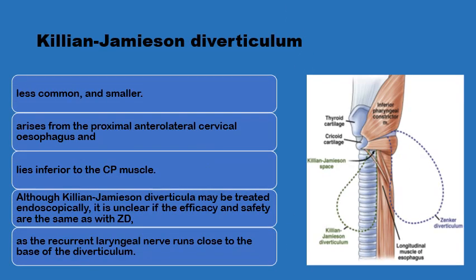A similar pulsion diverticulum that forms laterally or anterolaterally is called the Killian-Jamieson diverticulum. It forms below rather than above the Cricopharyngeus muscle, in a weak part just below the Cricopharyngeus muscle. It is much smaller in size and also very much less common than the classic pulsion or Zenker's diverticulum. It lies very close to the recurrent laryngeal nerve, and that would pose certain risks during its management.